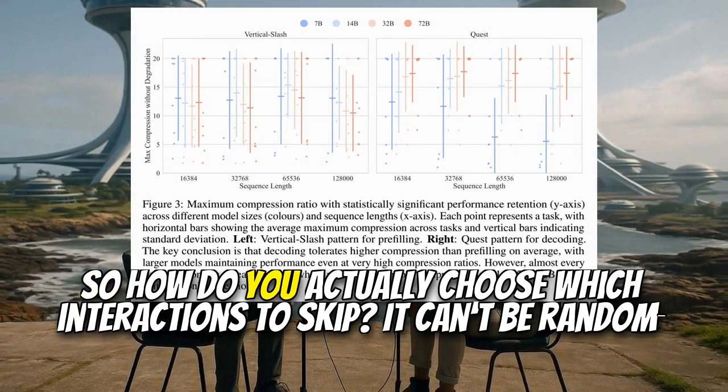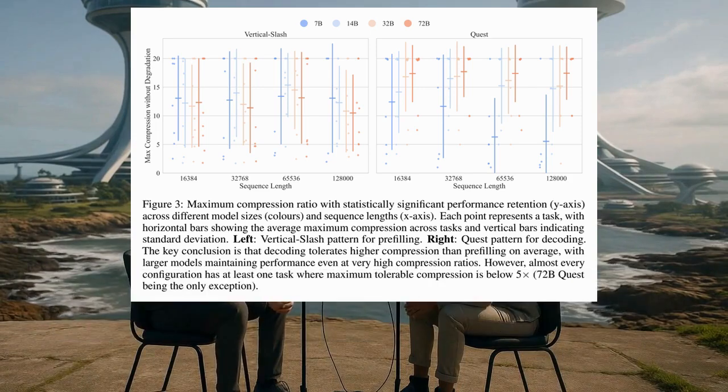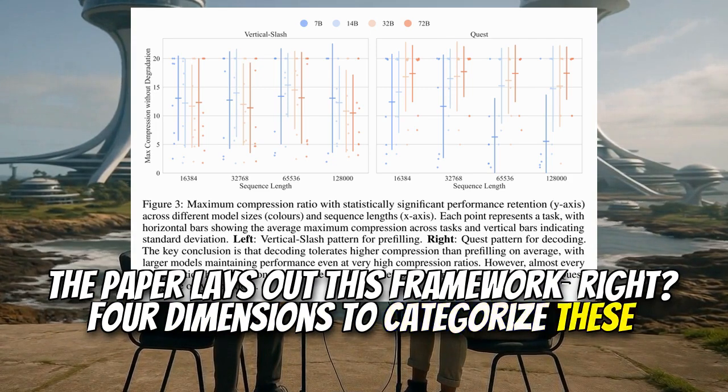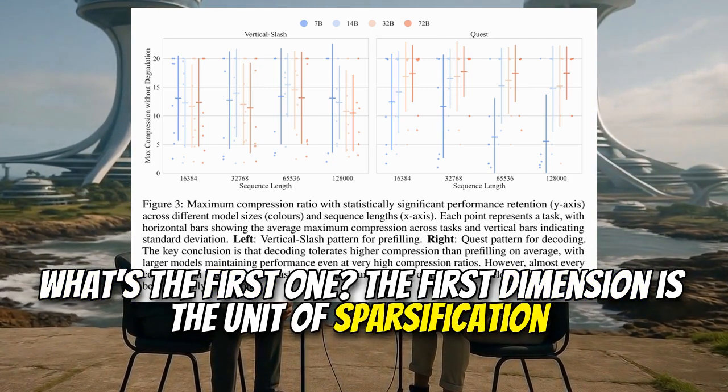Okay, so how do you actually choose which interactions to skip? It can't be random, surely. The paper lays out this framework, right? 4 dimensions to categorize these training-free methods. What's the first one? The first dimension is the unit of sparsification.